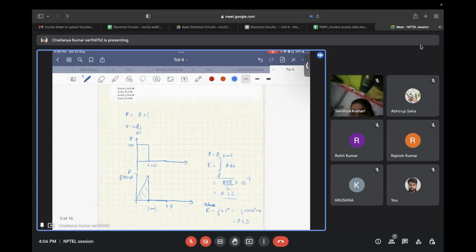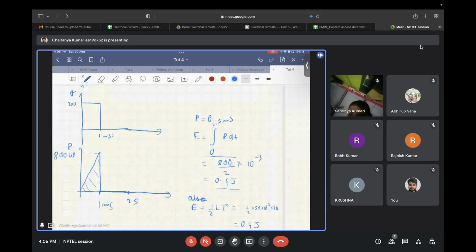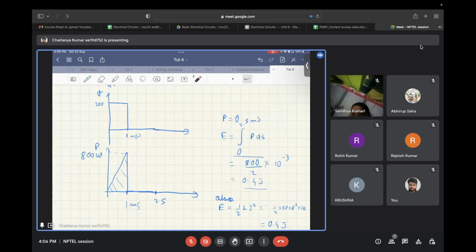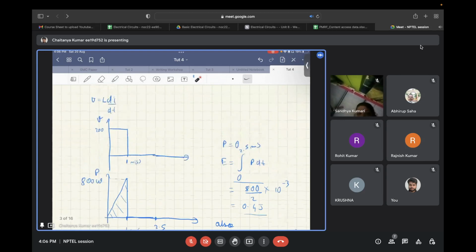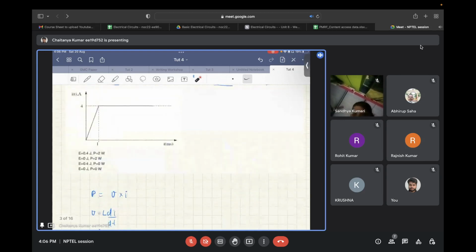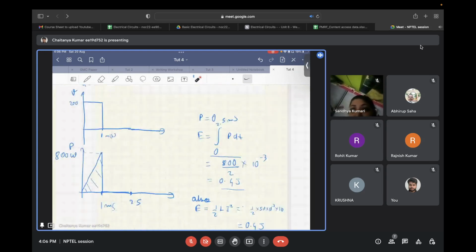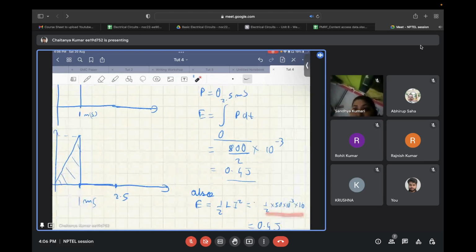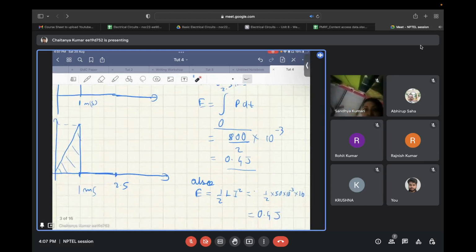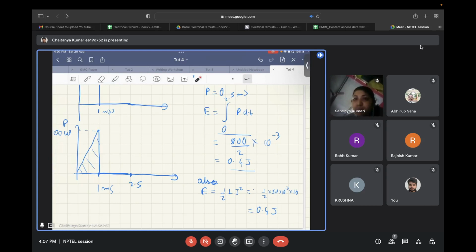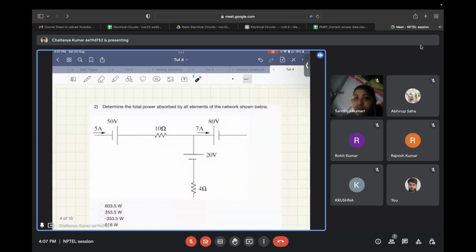Now, another way to find the energy is, you know that the energy of the inductor is half into L i squared, that is half into inductance into the square of the current flowing through the inductor. At time equal to 2.5 milliseconds, you can see that the current flowing is 4 amperes. So from there also, if you calculate, you will get the same answer of 0.4 joules. Any doubt in this? If there is no doubt, we'll move to the next question.